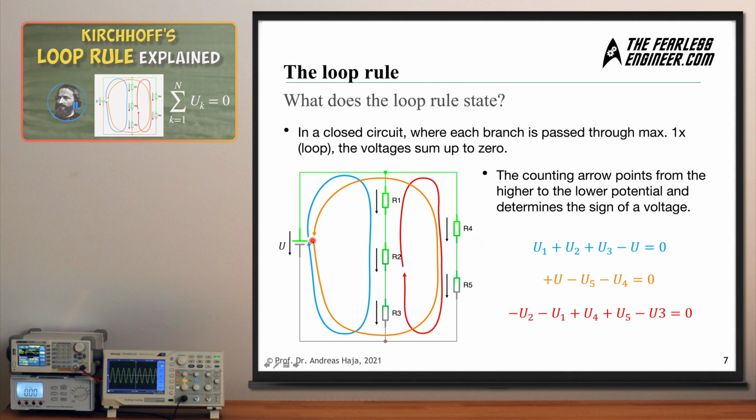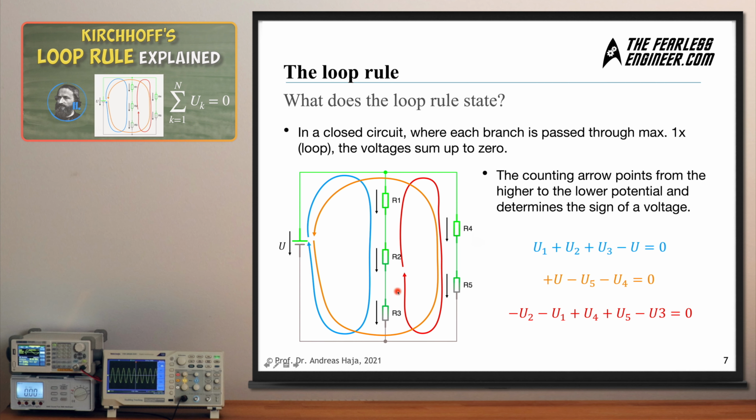We again start across the voltage source. Now we move across the voltage source in the reference arrow direction of the source, which is why we consider it with a positive sign here. Then we move against the direction into which the counting arrow across R5 is pointing. This is why we consider U5 with a negative sign, the same with U4. And then we arrive at the starting point again, which is why we set the entire equation to 0.